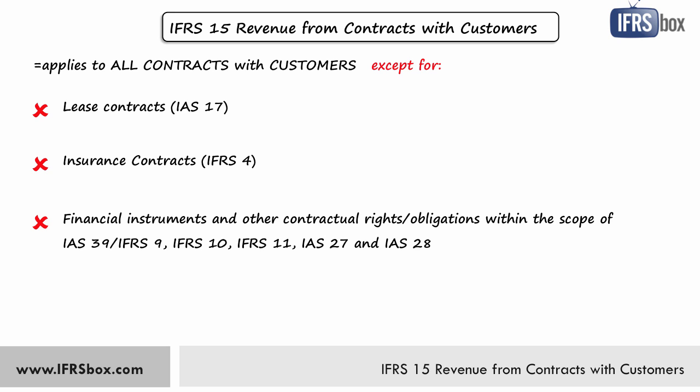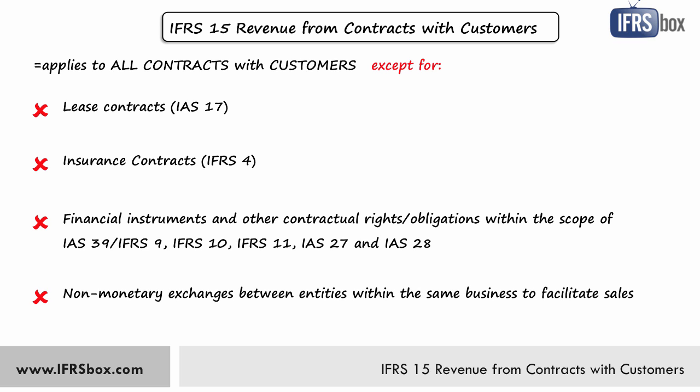You also do not apply IFRS 15 to non-monetary exchanges of assets between entities within the same line of business in order to facilitate sales to customers. For example, sometimes two companies swap oil or other commodities in order to meet the demand. Let me stress here that you apply IFRS 15 only to a contract with a customer, not to some other party. For example, you don't apply IFRS 15 to contracts with collaborating parties.